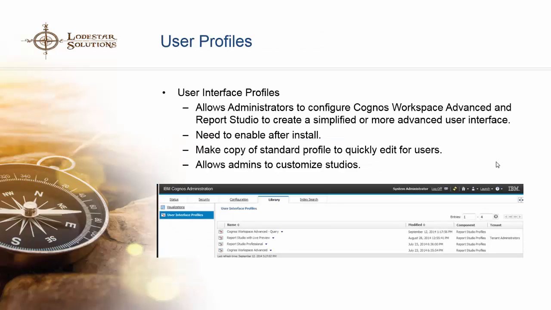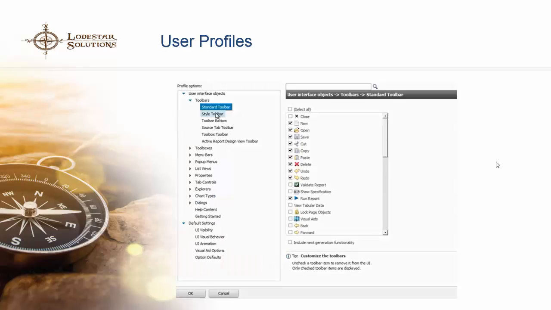A really cool feature in this update, I think, is the ability to create custom user profiles. So as you know, you can set up what studios a user can access. But in this update, you can control the elements that each user sees, including standard toolbars, toolbox objects, menu bars. There's so many more. As you can see on this screen, it gives you a list of all the different things that you can control on Cognos.